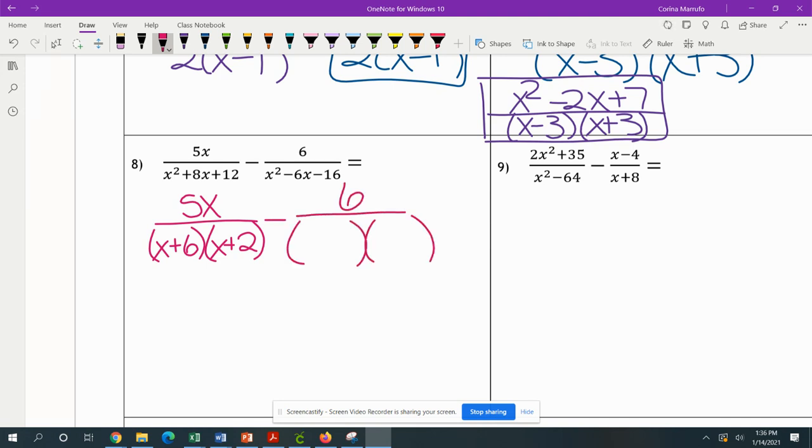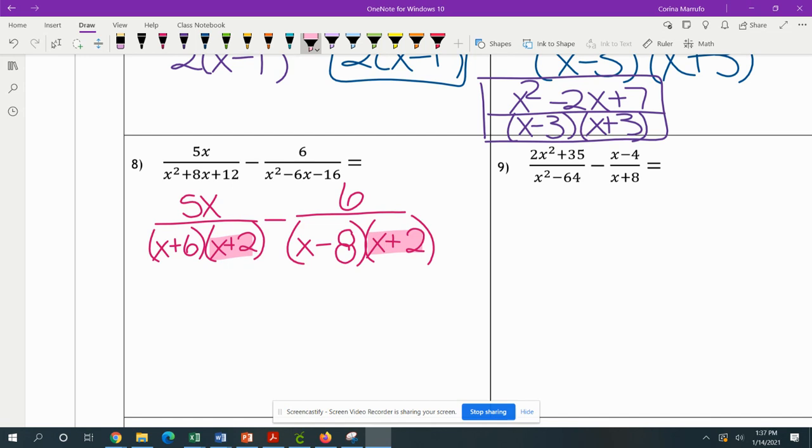Okay, we're going to go ahead and factor. x times x gives you x squared. We're looking for two numbers that multiply to give you negative 16, but add up to negative 6. So 8 times 2 will give you 16. It does need to be a negative 16, so one of these needs to be negative. In order for us to add up to a negative 6, the 8 has to be negative and the 2 has to be positive. Okay, so now we can see they both have an x plus 2 in common.